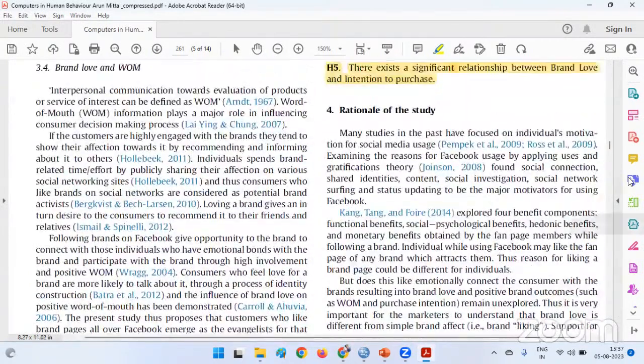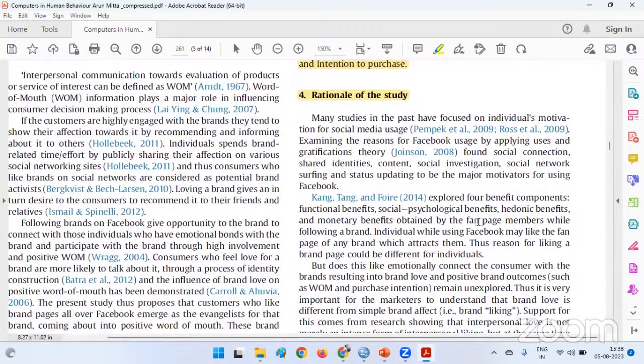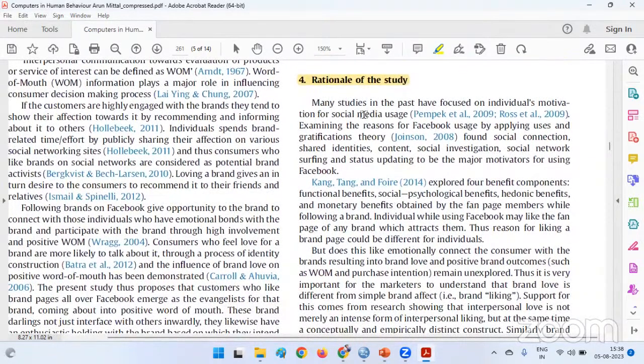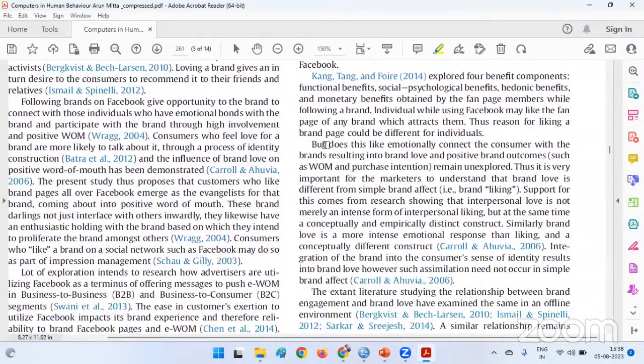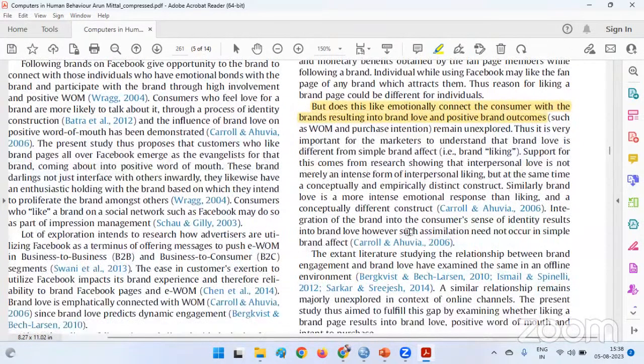So you have an extensive literature review and you set up the hypotheses and rationale of the study. After the literature review and hypotheses, you prove why your study is important. So I showed that many studies in the past have focused on individual motivation for social media. But what is new in this study? Does this emotionally connect to the consumers? So we found the emotional connect of liking and love, which was not there in the earlier studies.